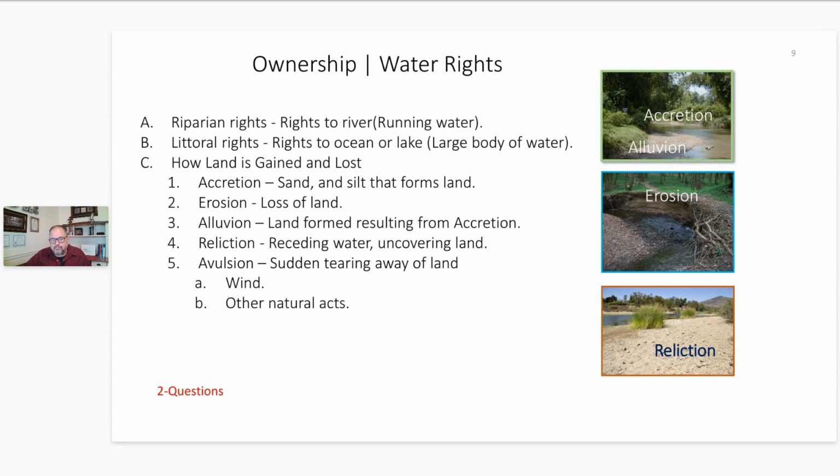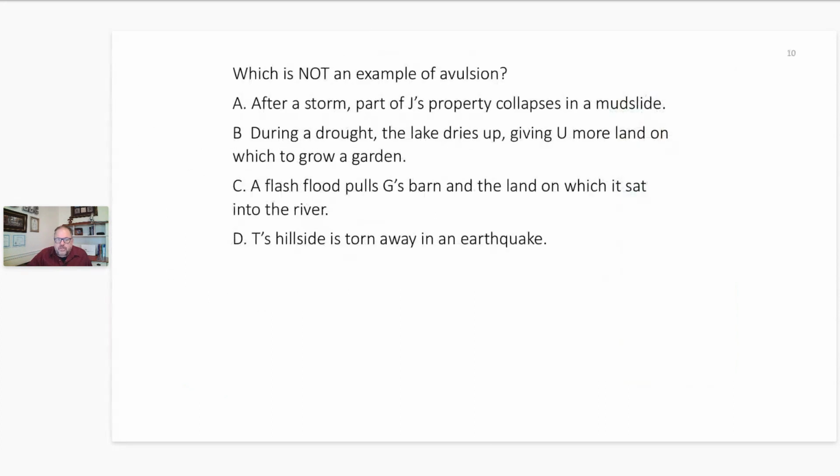Okay. So you want to know riparian, you want to know littoral, and then how land is gained and lost. Have a good understanding of this because you're going to see maybe one or two questions definitely dealing with this. So I've got two questions with this section. Here we go. Question number one: which is not an example of avulsion? So you've got to first define what avulsion is, and then you go through and pick the one that's not an example.